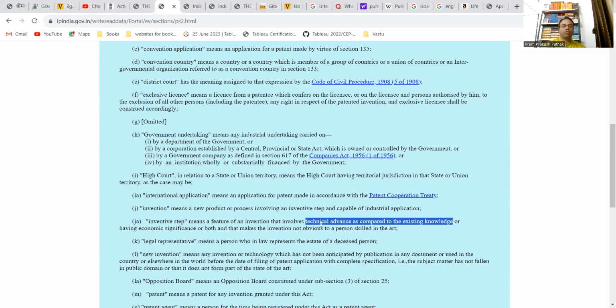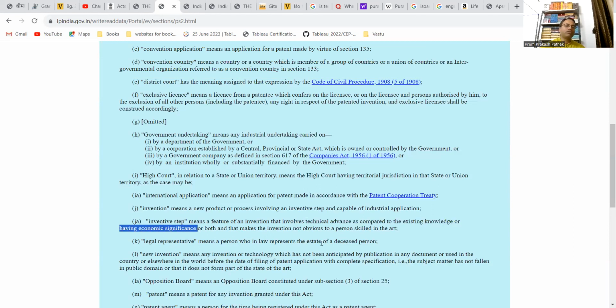So we need to compare. We need to show that this is what is known in the prior art, and this is what is inventive. I mean, this is a technical advancement over the prior art. So this is not known. Or another is having economic significance.